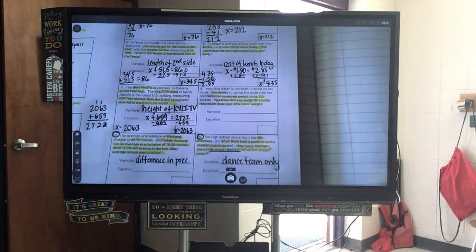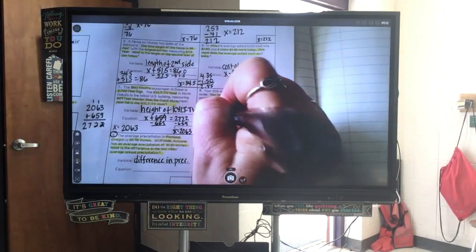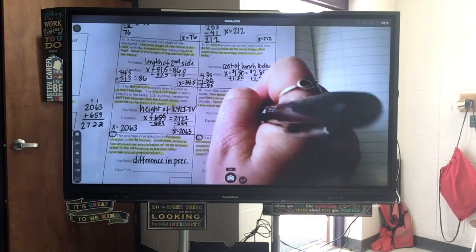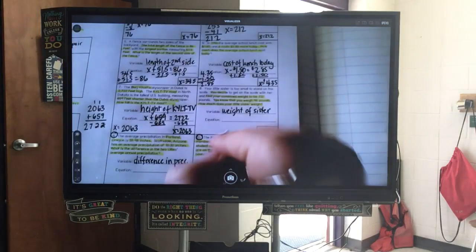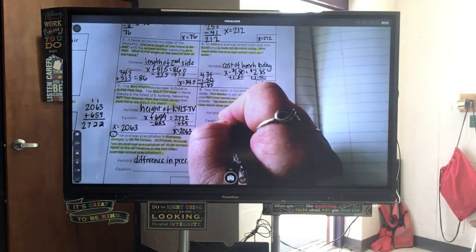Your little sister is too small to stand on the scale. You decide to get on the scale with her and find your combined weight to be 112 pounds. You know that you weigh 94 pounds. How much does your little sister weigh? Alright, what are we looking for? What's the variable? William? How much did your little sister weigh? Okay. And what was your equation? 112 minus 94 equals X.